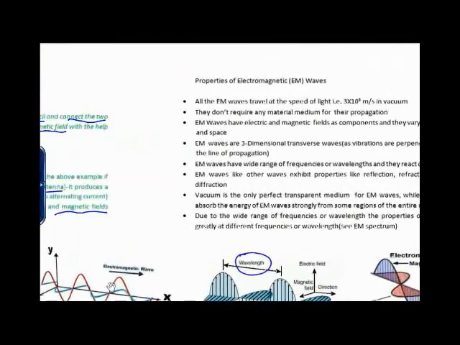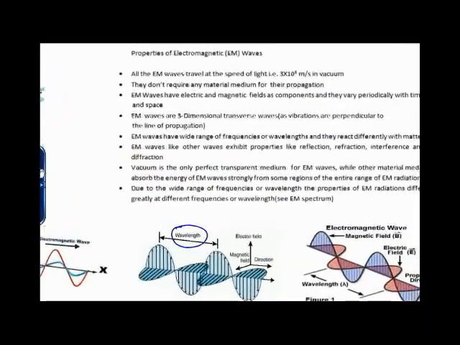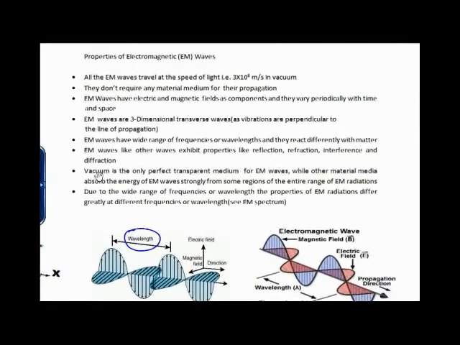Now let us come to the understanding of the properties of electromagnetic waves. The first thing is that all electromagnetic waves travel at the speed of light. The speed of light is 3 into 10 raised to 8 meters per second in vacuum. Second thing is, these electromagnetic waves don't require any material medium for their propagation. Third point is, electromagnetic waves have electric fields and magnetic fields as their components, which you have seen in the earlier figure, and they vary periodically with time and space.